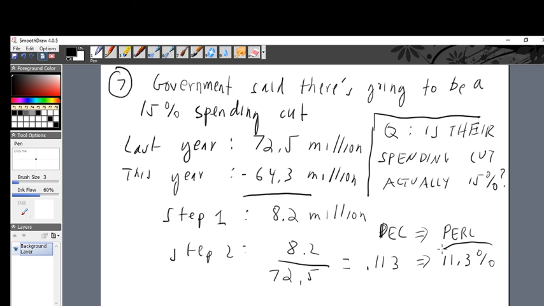It's 11.3%. So it's not true. They did not actually cut 15%. They cut 11.3%. 8.2 is the amount they cut. They went down to 64.3. There was 8.2 million down, and 8.2 million out of 72.5 million is 11.3% of 72.5 million, and it is not 15%. So is their spending cut actually 15%? Answer: no. But these are the details. This actually proves it. This is all the proof of our numbers that shows they didn't do it.